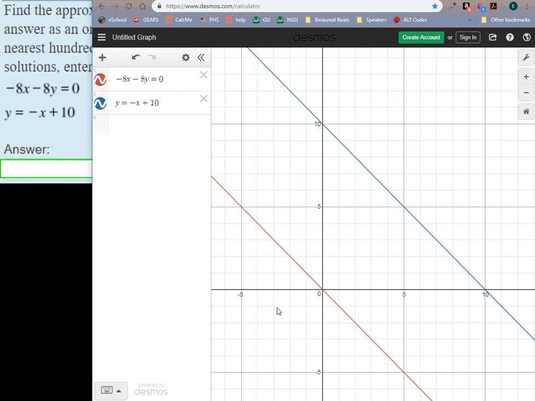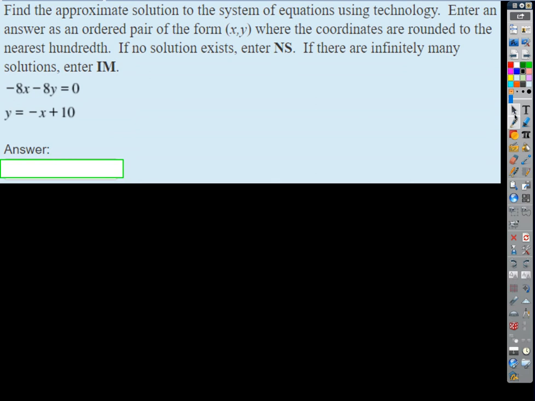Find the slope, sure. We could take these and put them into slope-intercept form. Like this one's already in slope-intercept form. What is the slope? It's -1. For this equation right here, the slope is exactly -1.